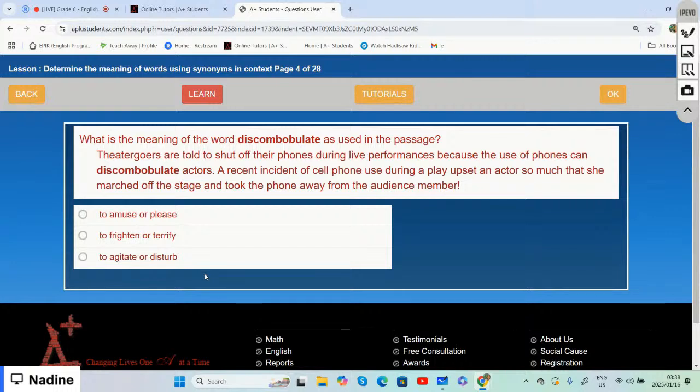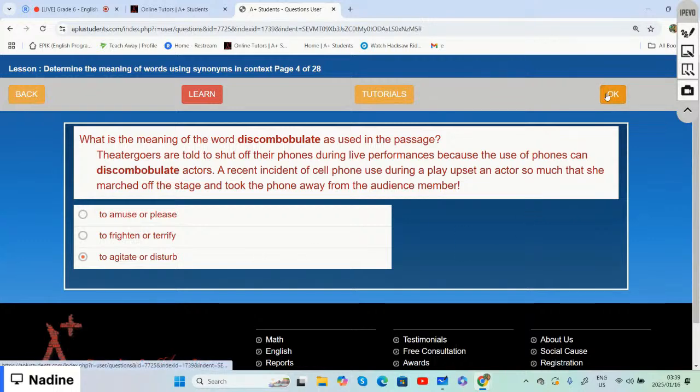And if we were to choose the meaning of the word, we can either say frighten or terrify, or we can say to agitate or disturb. I think it's more to agitate or disturb because remember, if you are doing a theater performance, right, and somebody's cell phone rings, then it actually means that they are disturbing you more other than frighten.